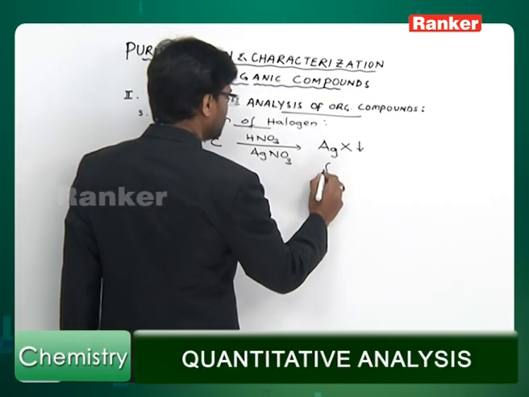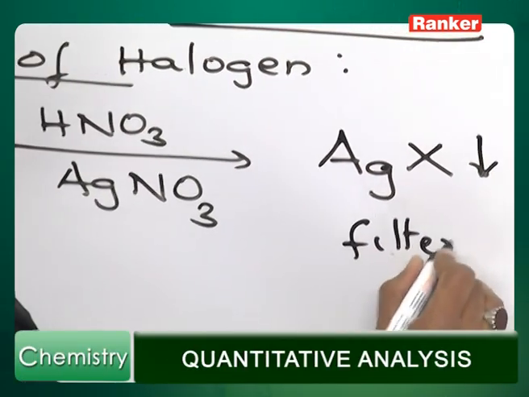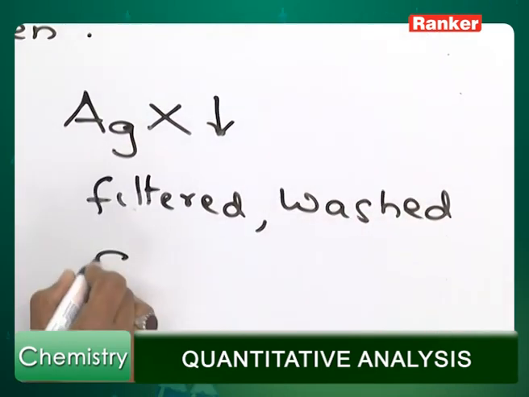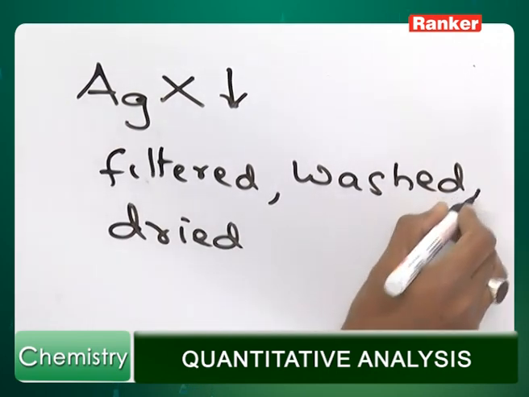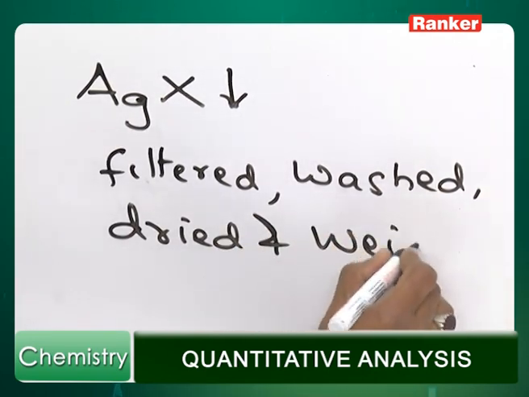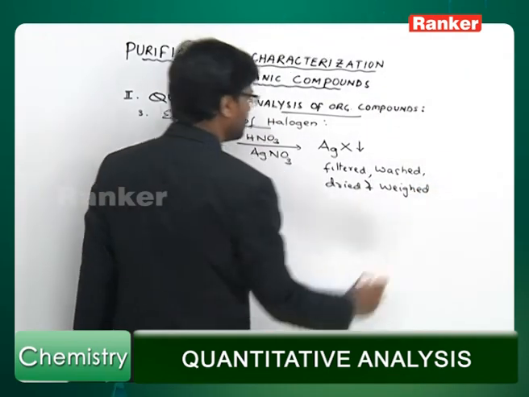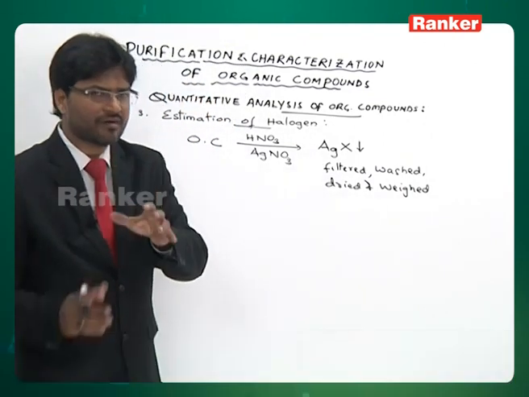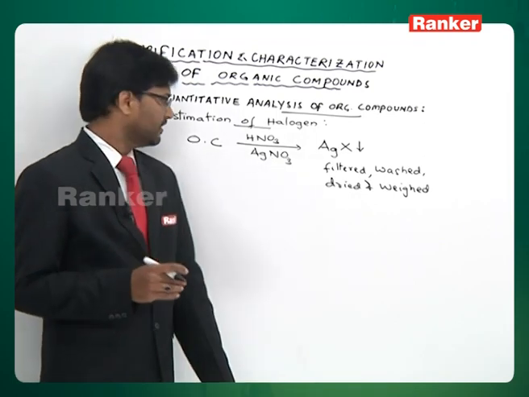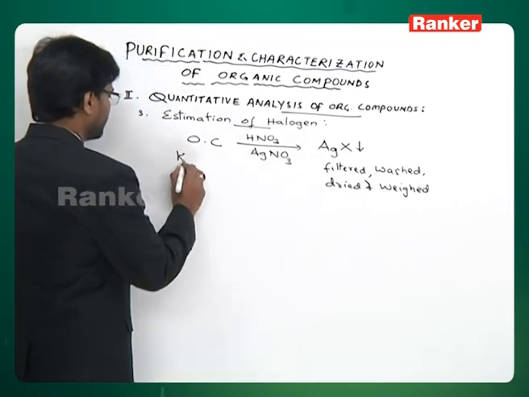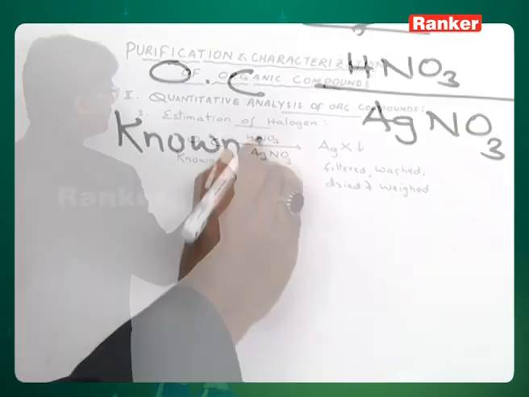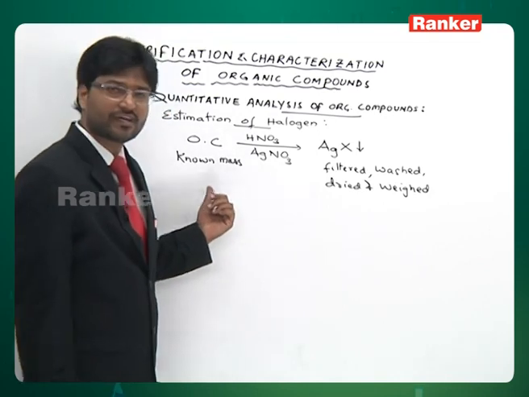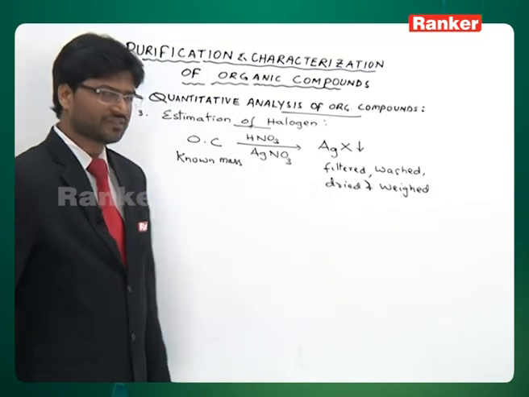This is filtered, washed, dried and weighed. From the weight of silver halide, we can arrive at the weight of halogen. We start with a known mass of organic compound. So mass of halogen by mass of organic compound into 100 gives percentage of halogen.